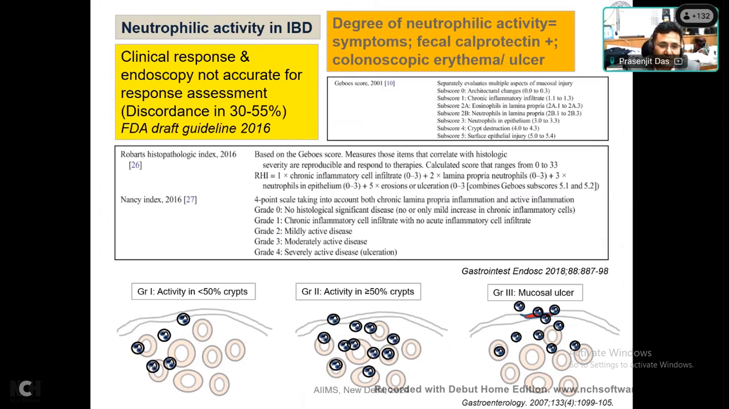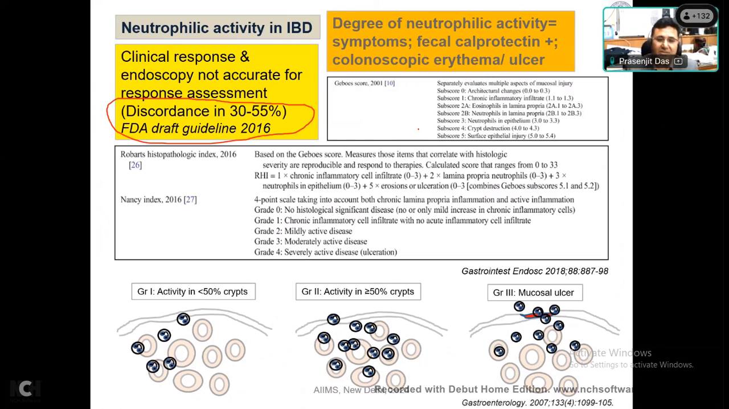Please remember, during the follow-up biopsy, the histology is gold standard, because even if you see endoscopically there is no ulcer, no erythema, there can be a discordance up to 50%. So you are seeing histological activity, but endoscopically the patient is in remission. So that means you have to continue the treatment for some more time. Okay, so that's why follow-up biopsies are very much important.